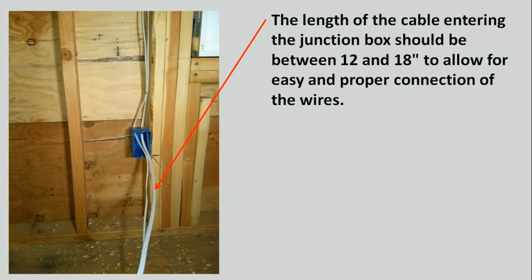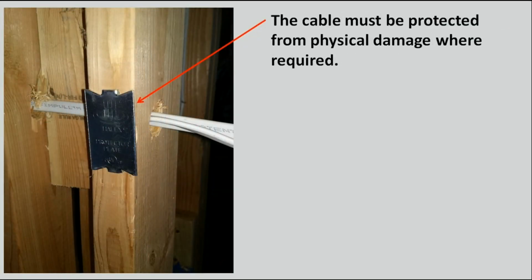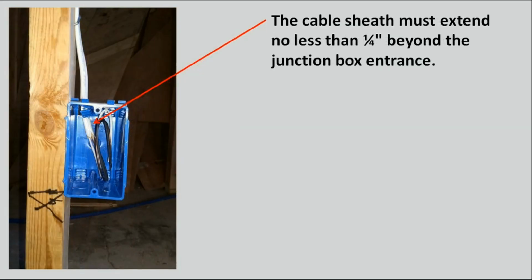The length of the cable entering the junction box should be between 12 and 18 inches to allow for easy and proper connection of the wires. The cable must be protected from physical damage where required. The cable sheath must extend no less than 1/4 inch beyond the junction box entrance.